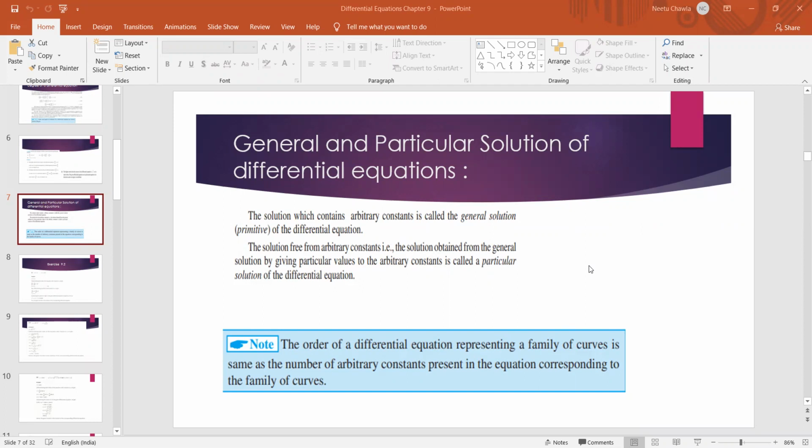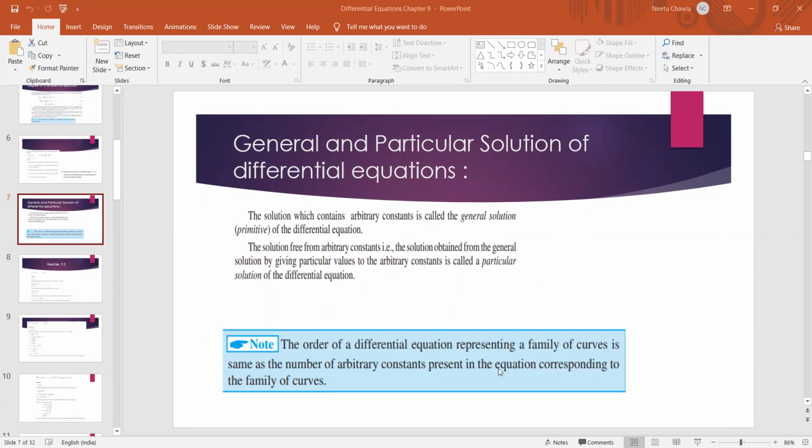In the general solution, there will be arbitrary constants. Means some constant will be there, like when we do integration, we know that there is an integrating constant also there. So whenever those constants are there, then it is the general solution. And when we are given the value of x and y and we substitute it for finding the value of that constant, then we get the particular solution. The solution free from arbitrary constants, that is the solution obtained from the general solution by giving particular values to the arbitrary constants, is called a particular solution of the differential equation.